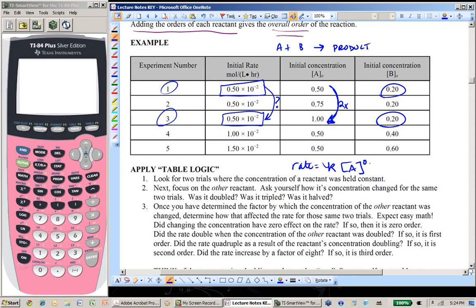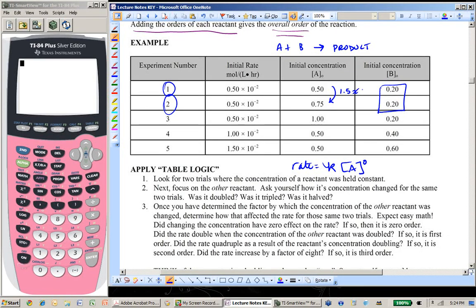Now, if you want, I can prove that to you again. Let's use lines 1 and 2. Let's use these two. B is still held constant. That's the key. You can't do this without holding something constant. Well, you can, but it gets messier. That's not the number 2. That's 1.5, isn't it? Yes, it is.